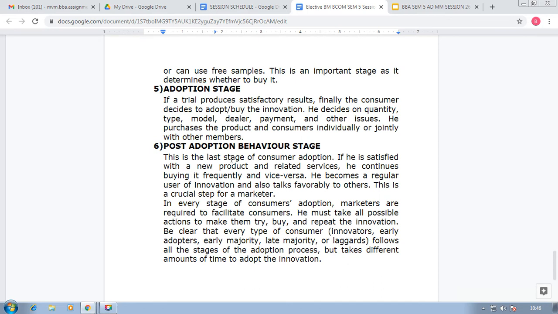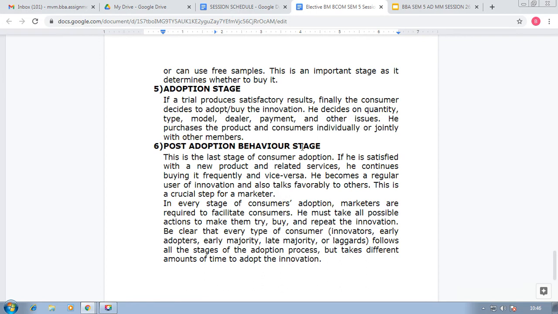એટલે કે પોસ્ટ અડોપ્શન સ્ટેજમાં કન્ઝ્યુમર શેર their behavior, their experience with the other parties, with the other consumers. So if he is satisfied with the new product and related services, he continues buying it. મેં શેમ્પૂનું પાઉચ પેક ખરીદ્યું અથવા એક બોટલ ખરીદી, મને જો ગમી તો હું કન્ટિન્યુ એ જ બ્રાન્ડ વાપરીશ, બરાબર. સો હી બિકમ્સ રેગ્યુલર યુઝર ઓફ ઇનોવેશન, ઓલ્સો ટોક્સ ફેવરેબલી ટુ અધર્સ.